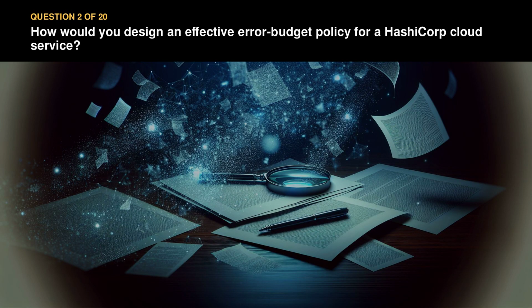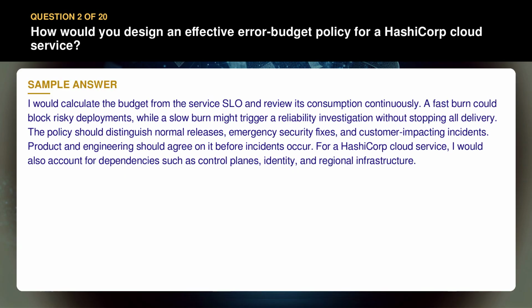Question 2. How would you design an effective error budget policy for a HashiCorp Cloud service? I would calculate the budget from the service SLO and review its consumption continuously. A fast burn could block risky deployments, while a slow burn might trigger a reliability investigation without stopping all delivery. The policy should distinguish normal releases, emergency security fixes, and customer-impacting incidents.